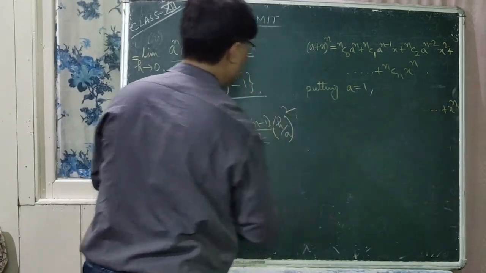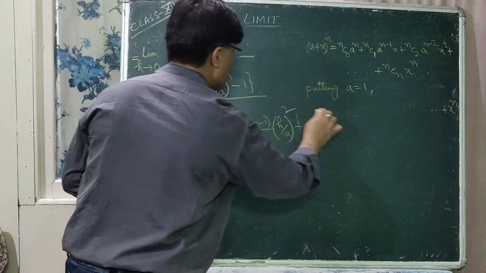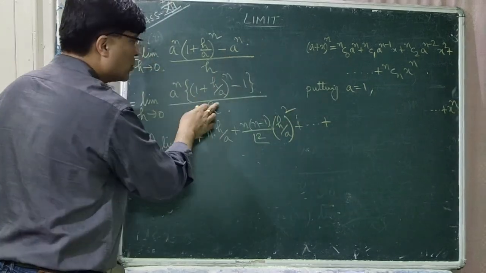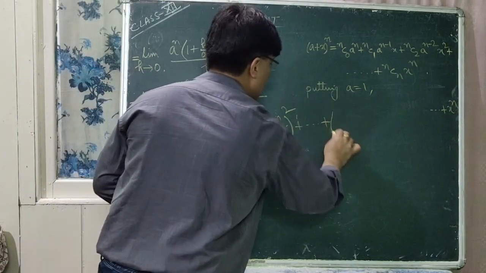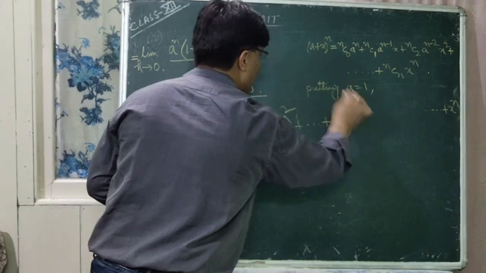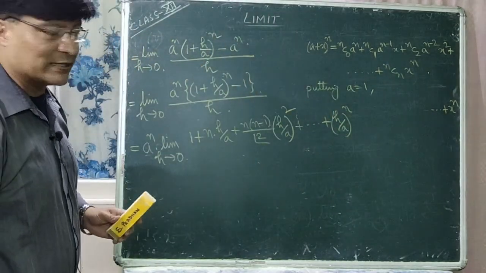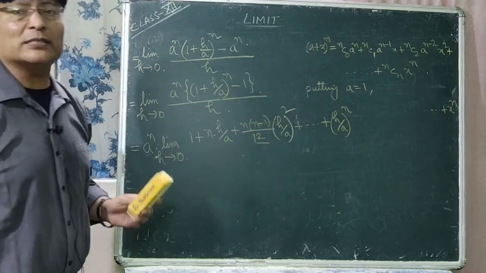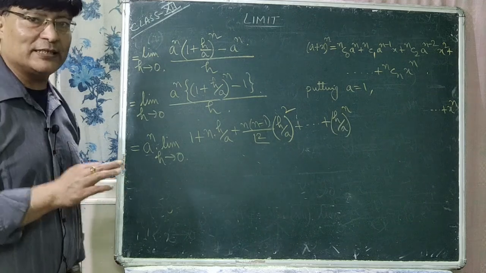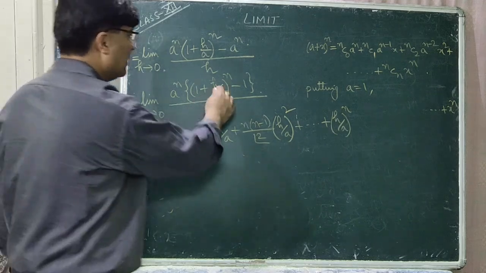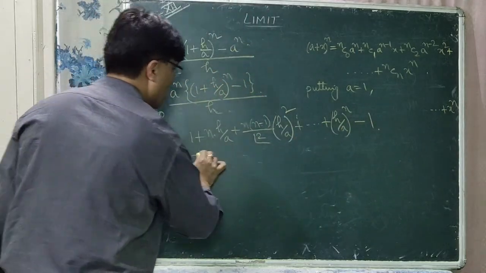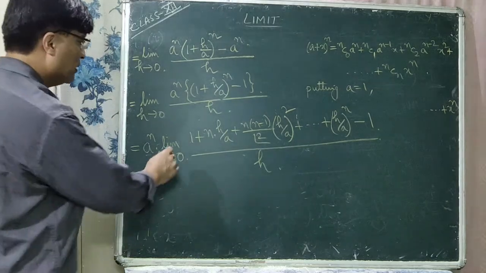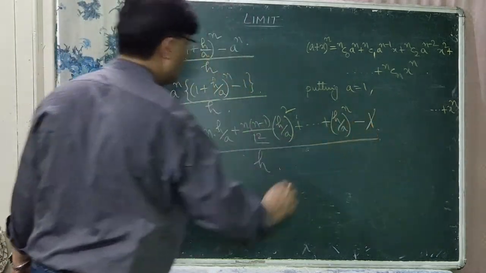Then what do we write? Plus dot dot dot plus, what is the value for x in this case? Plus x to the power n will be there. So instead of x, what is there? h by a. So it is h by a whole to the power n. So this is your expansion for 1 plus h upon a whole to the power n, and this expansion is known as binomial expansion that you did in class 11. Okay, then write down minus 1. So this whole divided by h. Is that clear? So here this plus 1 and minus 1 will be cancelled.